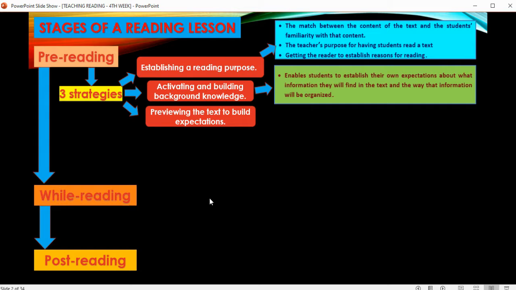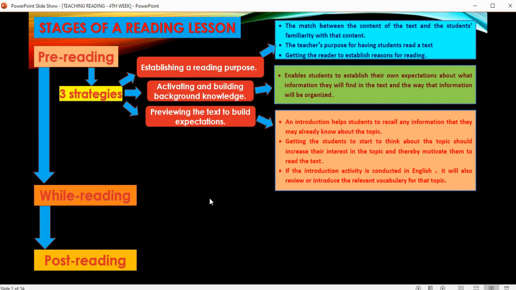Then we have the previewing. So this is like an introduction activity. It will also review or introduce the relevant vocabulary for that topic. So notice here the three strategies that we are going to use in the pre-reading stage. Now we saw this in the last session.